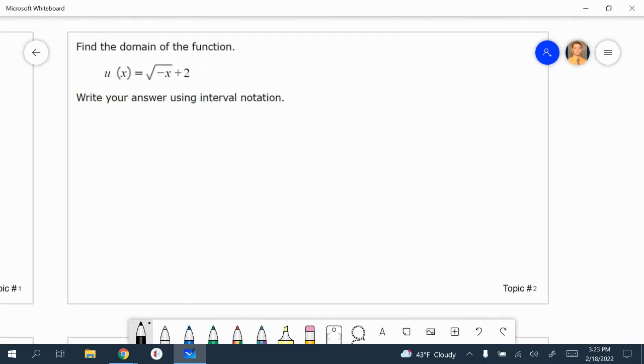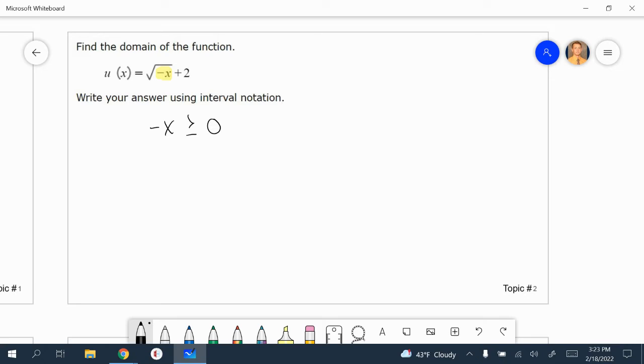Topic number 2. On topic number 2, I can see that I've got just this under the radical, so it's very similar to topic number 1. I am going to set what I highlighted there greater than or equal to 0. It's the same idea as the first one. It just looks a little different now.